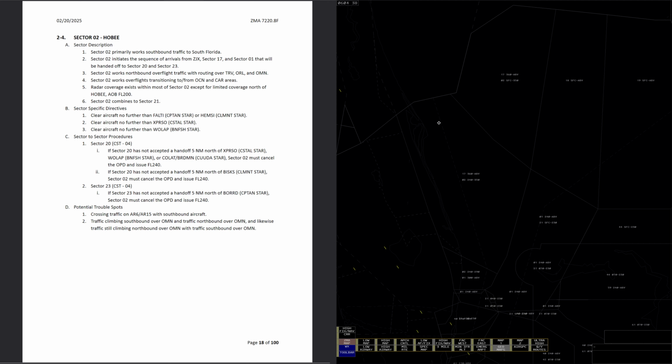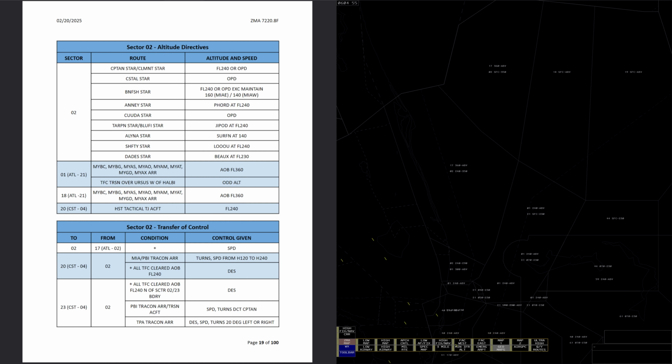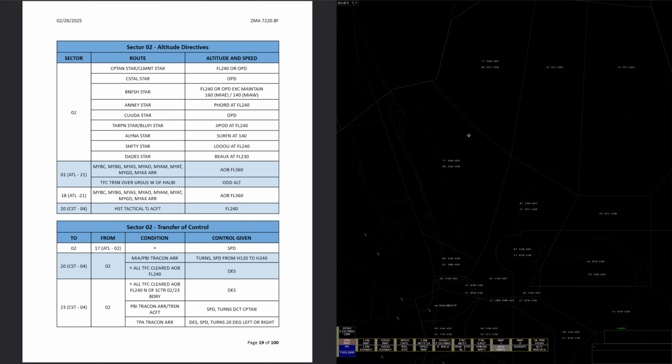Sector flows will make further sense when looking at the altitude table, but generally, there's a lot of overflight traffic too that follows the coast southbound. As explained previously, Sector 2 issues a lot of descents to flight level 240 or an OPD on arrivals that support it, and before handing off aircraft to the coastal area.